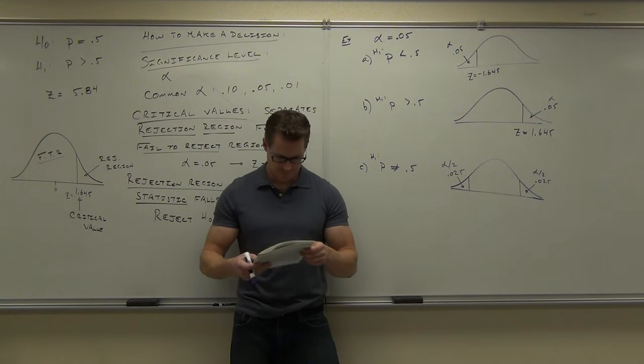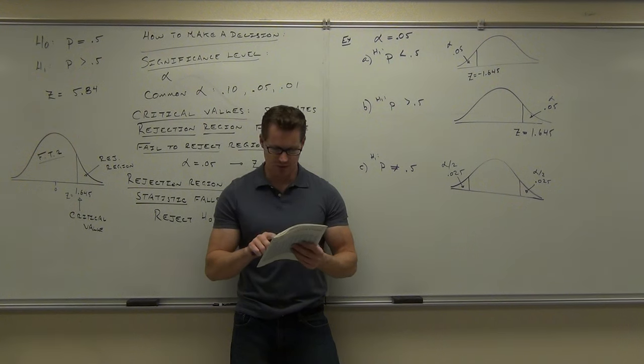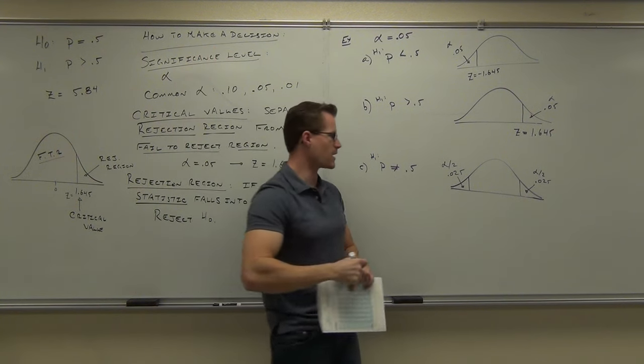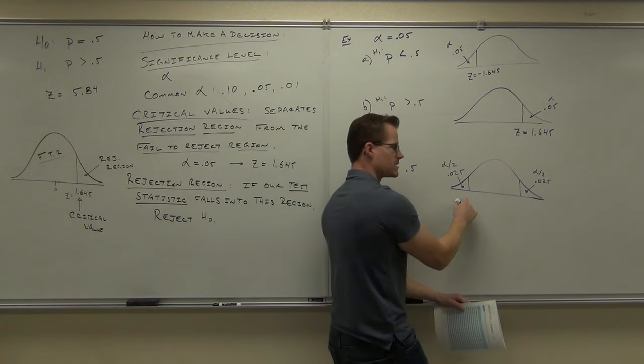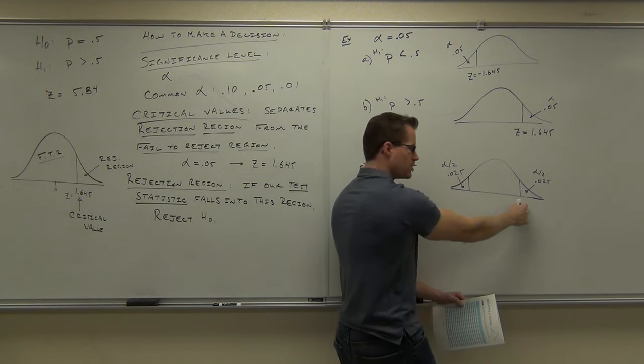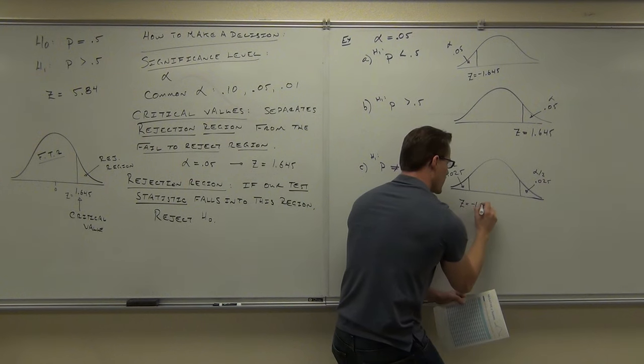1.96. Okay. So I'm looking for 0.0. Oh, there it is, 0.0250. It's listed right there for me. I'm seeing negative 1.96. How many people were able to find negative 1.96? Good for you. That's fantastic. Okay. Now, is this the negative one or is this the negative one? The left or the right? So we have one critical value of negative 1.96.